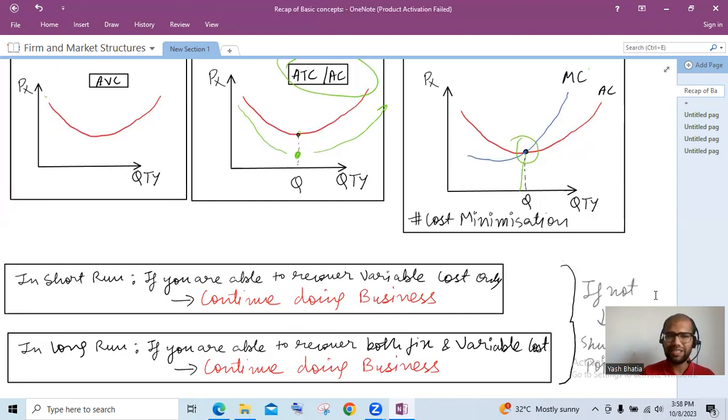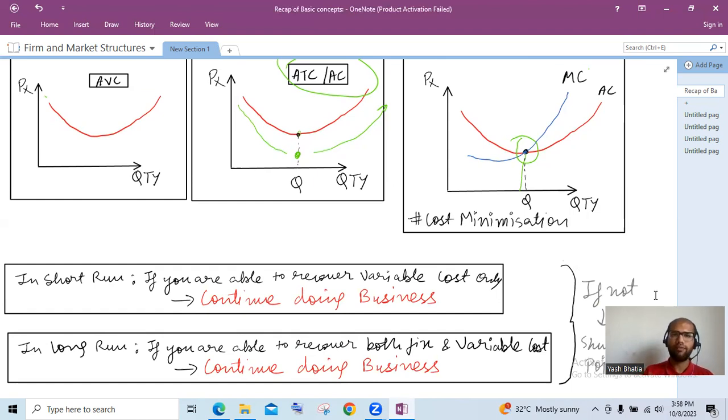So what economics says is, in the short run, if you are able to recover all your variable costs, let's say the cost of juice purchased from the retailers, if you are able to recover these costs by selling the juice, then you should continue doing business. In the short run, it's okay if you are unable to recover the fixed cost, which in this case is the salary of the helper. If you are unable to recover the fixed cost, it's still fine. You should continue doing the business.